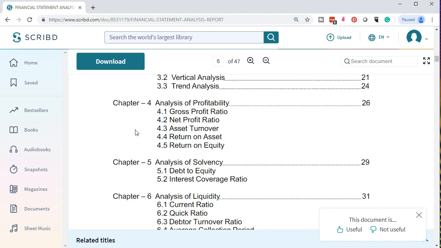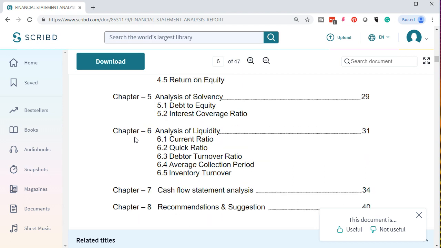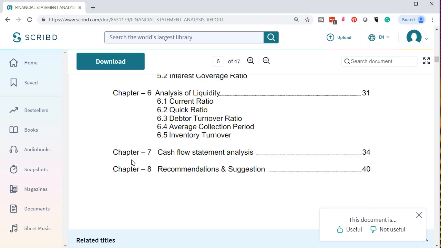And then we have chapter 4, analysis of profitability. We've got our ratio analysis, and this is the analysis of profitability here. So we're categorizing these: gross profit ratio, net profit ratio, asset turnover, return on assets, return on equity. Then the analysis of solvency, and where we have, of course, the debt and equity. We have the interest coverage ratio, and then the analysis of liquidity. And that's where we have the current ratio, the quick ratio, the debt turnover ratio, the average collection period, and the inventory turnover.